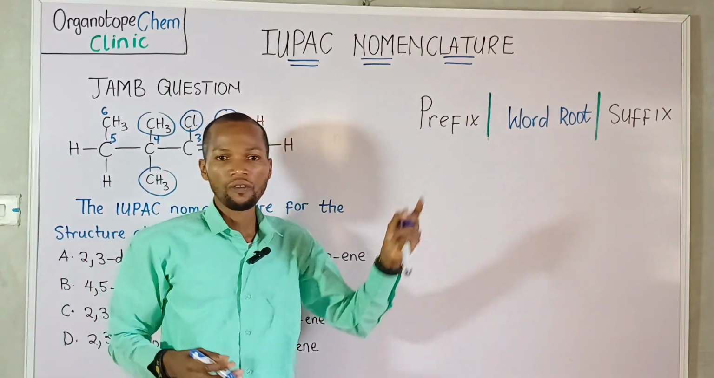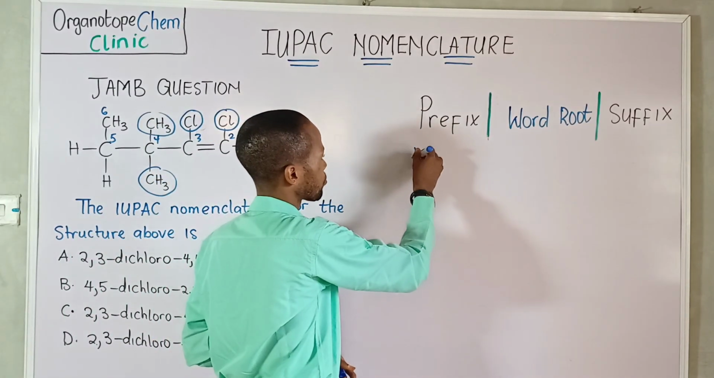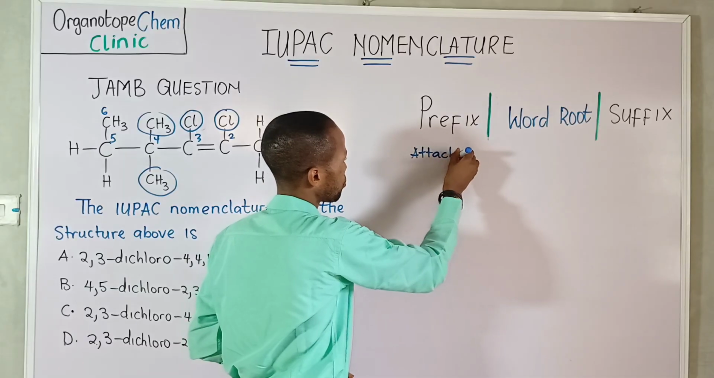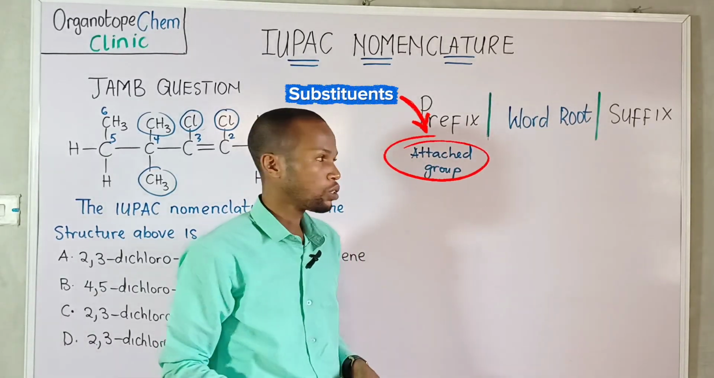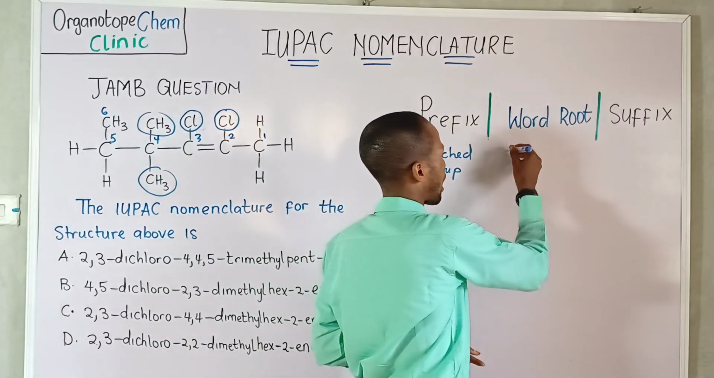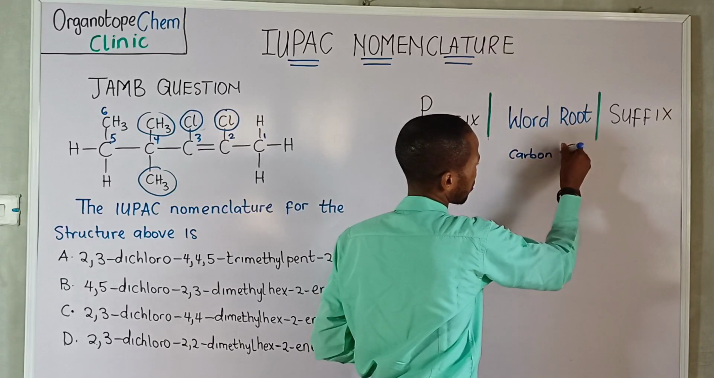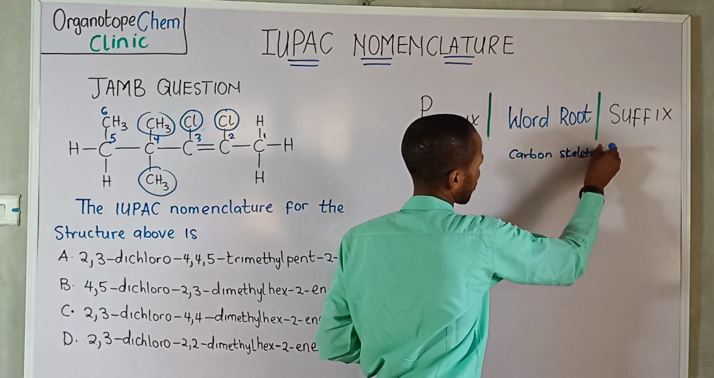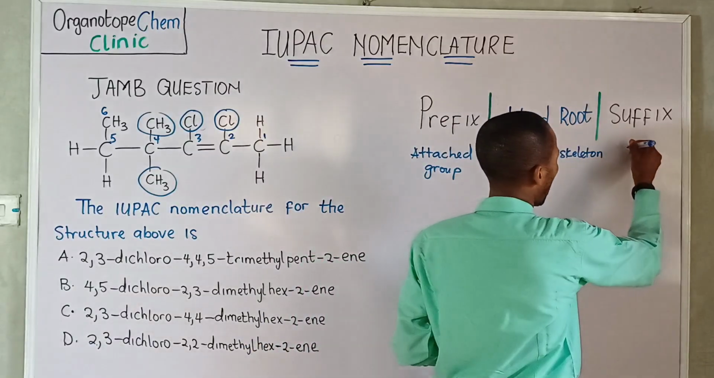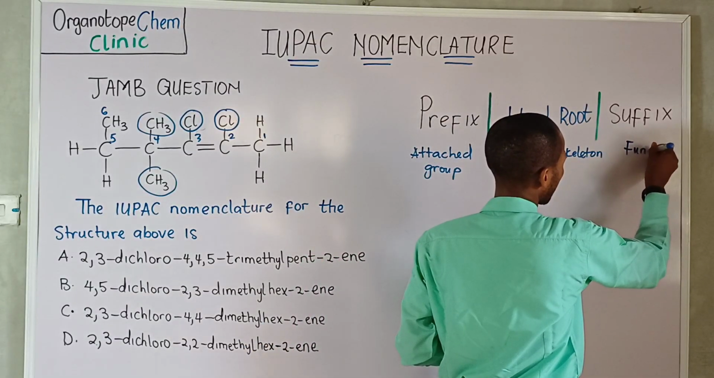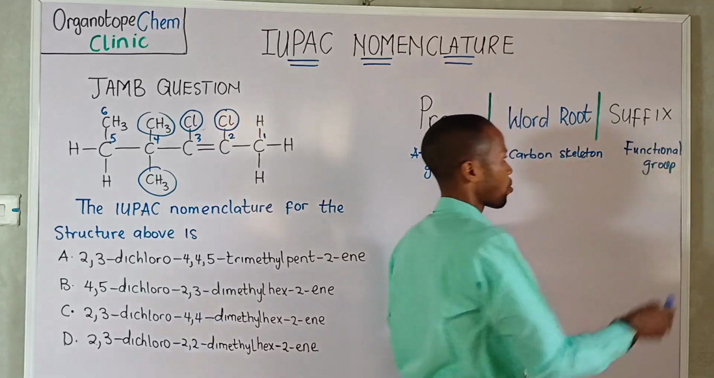From this order of naming organic compounds, the prefix represents the attached group, while the word root indicates the carbon skeleton or the longest continuous carbon chain. Okay? And the suffix indicates the family or the functional group of the organic compound.